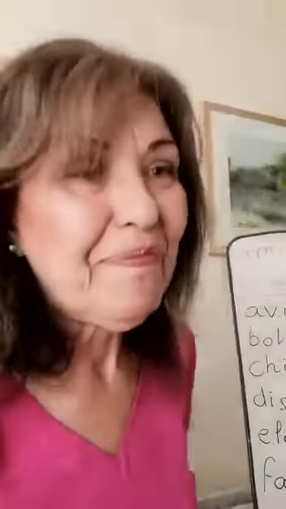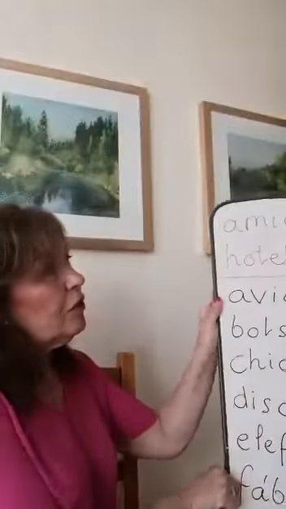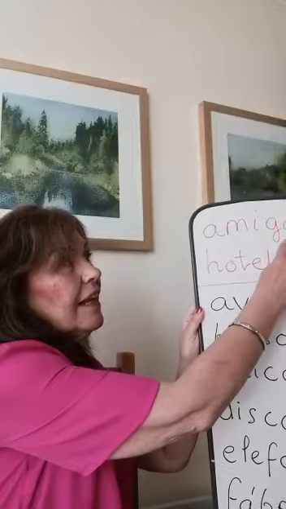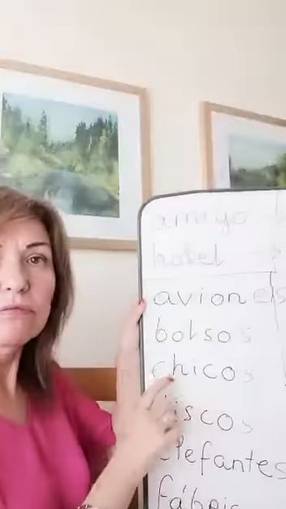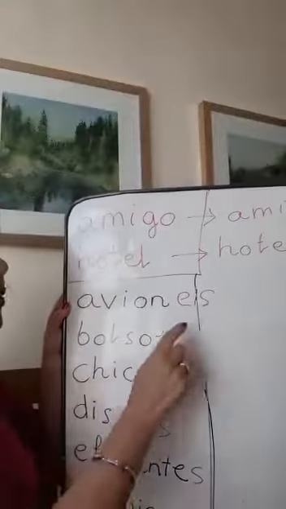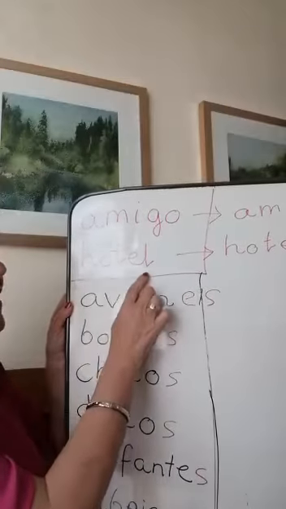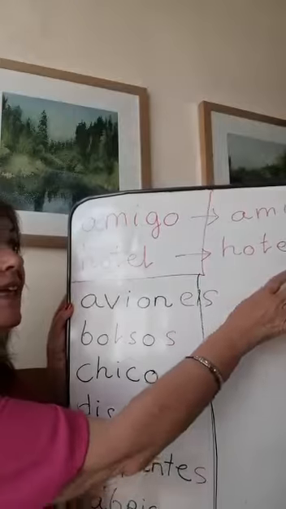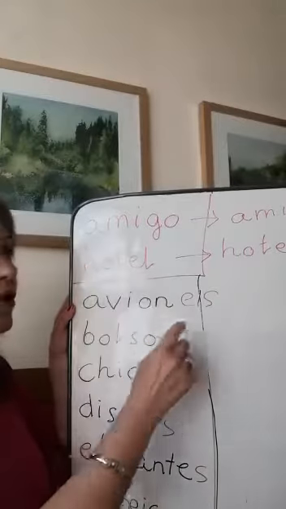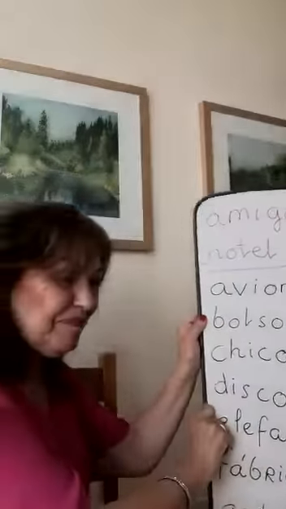Okay, so I just remind you about the ending in a vowel. Ending in a vowel, you add an S, amigo, amigos. When the word ends in a consonant, you add es. Hotel, un hotel, dos hoteles.